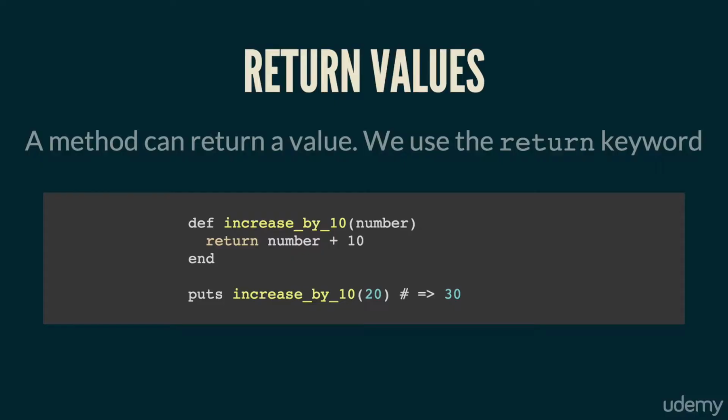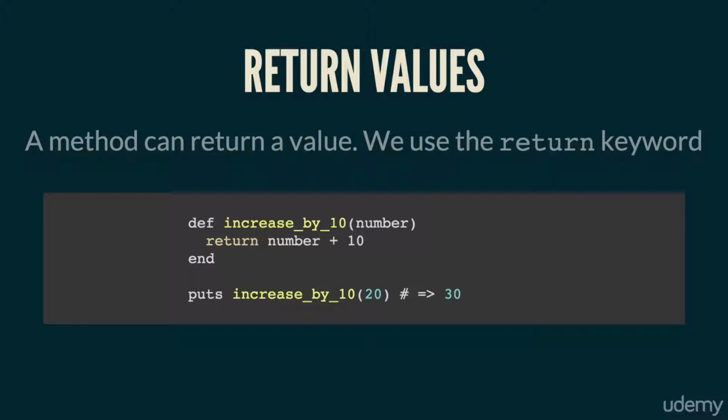A method can have a return value. So imagine for a moment that we want to calculate a number. So we can look at this example, increase by 10. We pass a number as an argument to this method called increase by 10, and we want to return a number that is 10 more than the number we passed in.